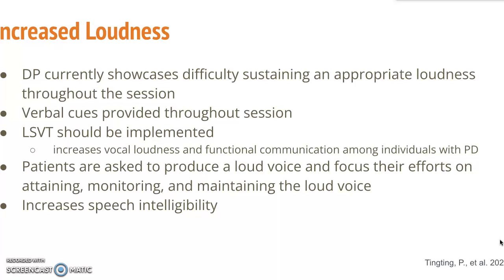I think that it would be beneficial for LSVT to be implemented in DP's therapy sessions. LSVT increases vocal loudness and functional communication among individuals with Parkinson's disease. Patients are asked to produce a loud voice and focus their efforts on attaining, monitoring, and maintaining their loud voice. It also increases speech intelligibility.